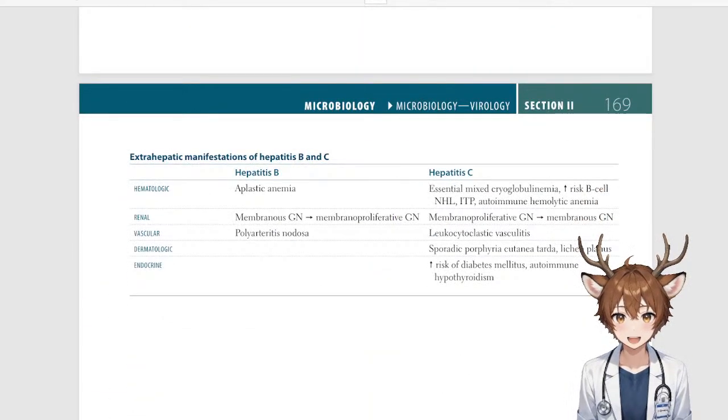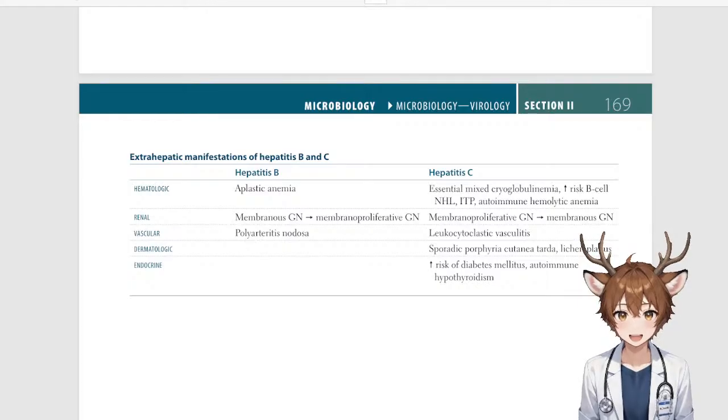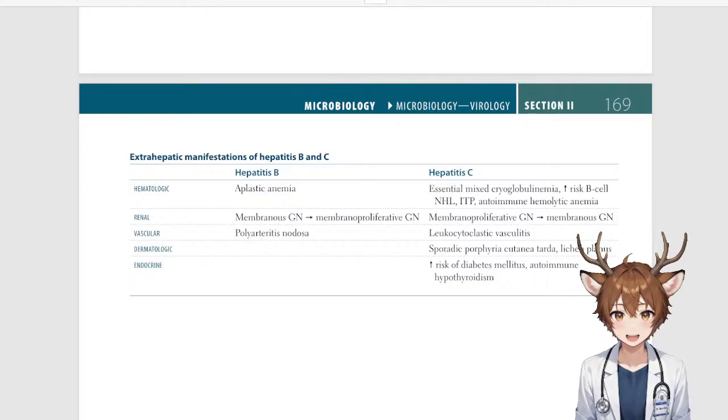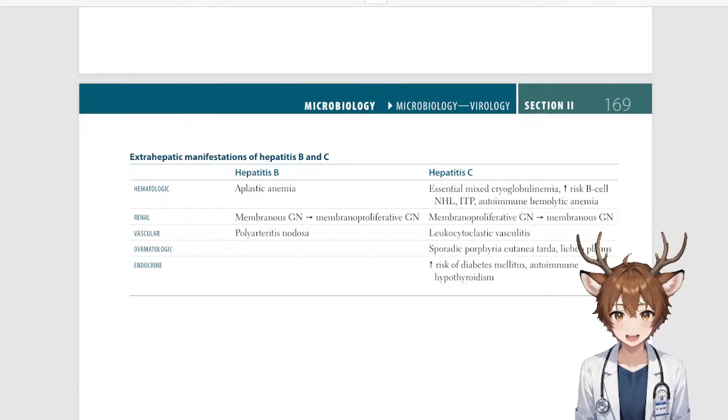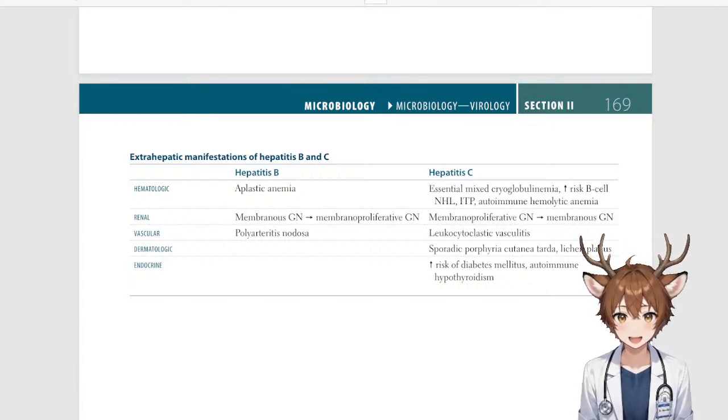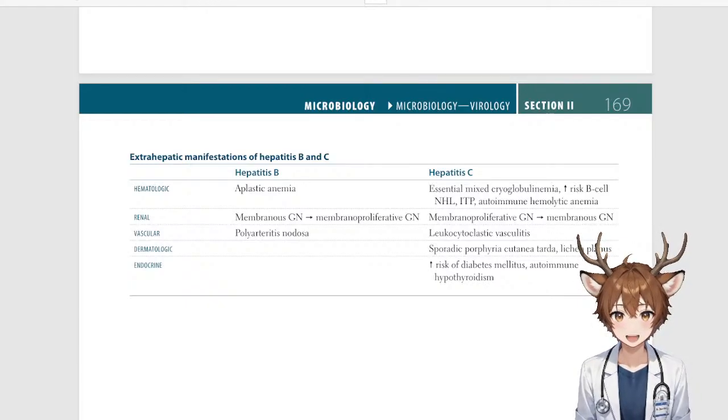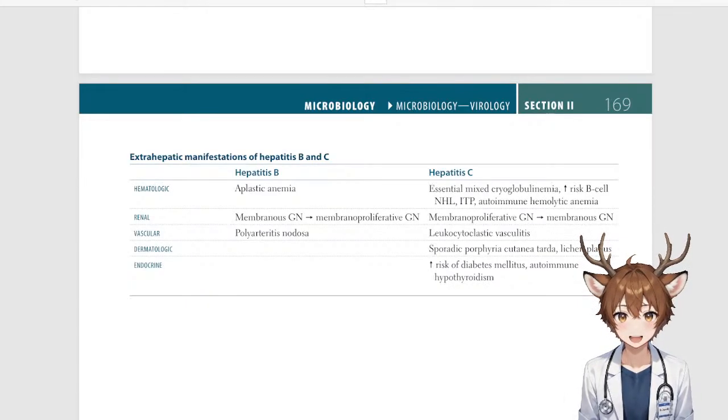What about extrahepatic manifestations of hepatitis B and C? Let's talk about B, hepatitis B. It can cause aplastic anemia, and for the renal, it can cause membranous glomerulonephritis, more so than membranoproliferative glomerulonephritis, but it can cause those. For vascular, it can cause polyarteritis nodosa, so just be aware of that.